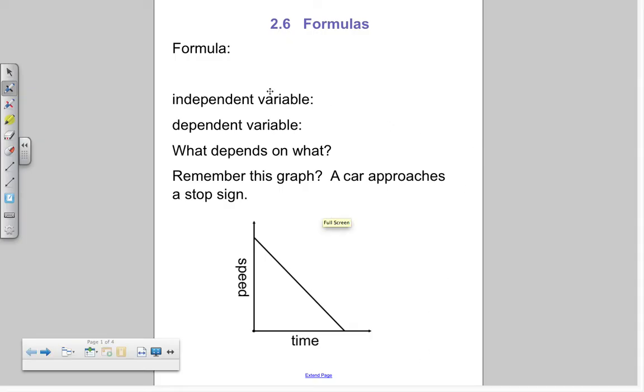2.6 Formulas. A formula is something that I know you've used before, and you've used it in many different ways. It's things that you've seen, and we'll look at all different examples of it in a few moments. But a formula is not something to be too difficult. It's actually something that helps you out. It's a rule made of variables.